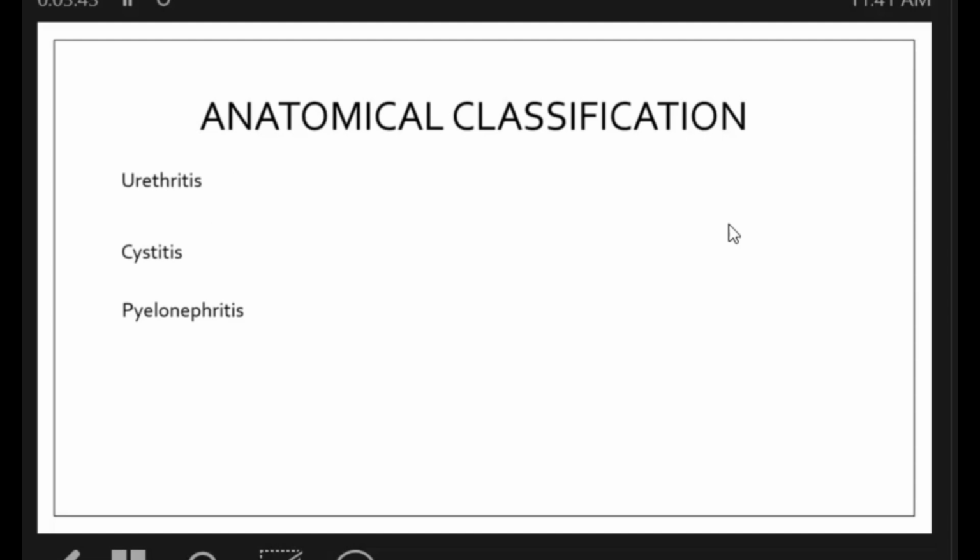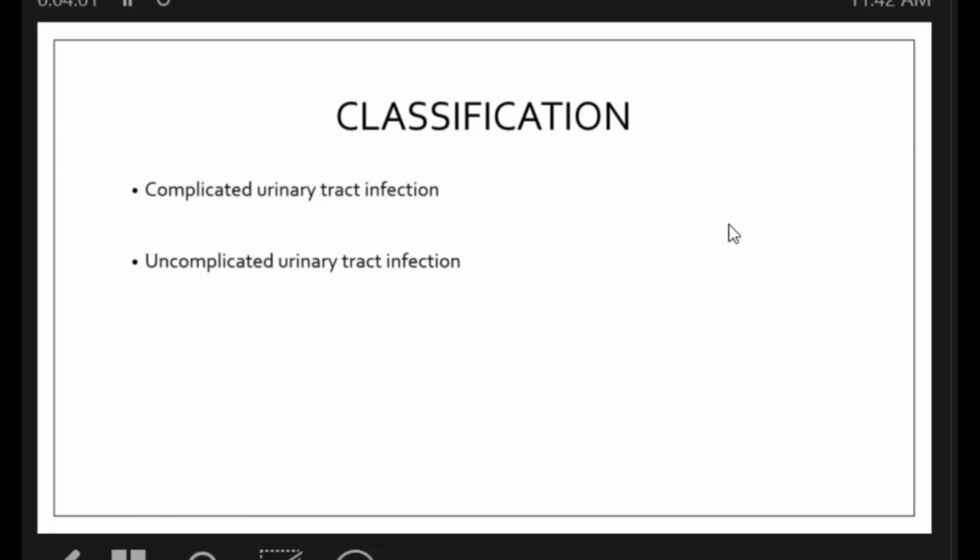So the urinary tract infection is an infection of any part of the urinary tract. It may be urethritis, which may be complicated with prostatitis, orchitis, epididymo-orchitis, then cystitis, pyelonephritis, depending on the anatomical location. And we can divide them: some urinary tract infections are complicated, some are uncomplicated.